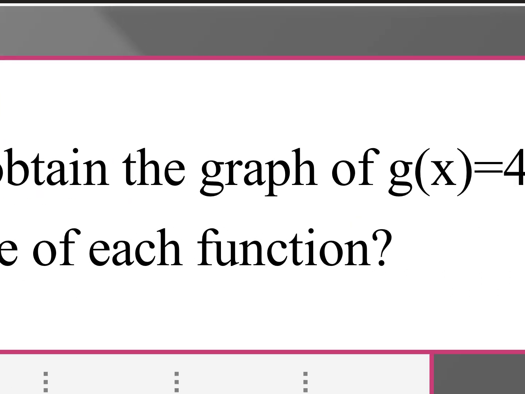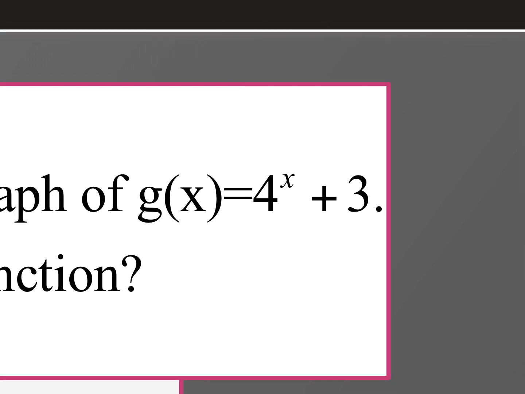When I come over here, we're going to do the exact same thing. What's my domain? What am I allowed to plug in for any of my x values? Anything. Negative infinity to positive infinity. You can figure out your range from looking at this, but I think the easier thing to do is find your horizontal asymptote first. This doesn't flip over or anything, right? I don't see any negatives out in front.